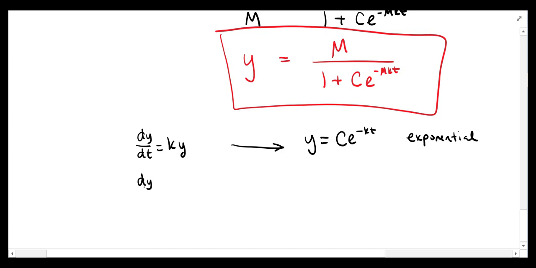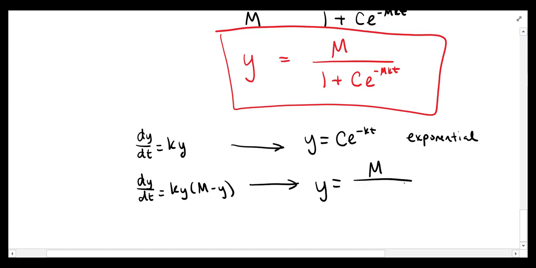Yet, if you're given this equation, dy dt equals ky times m minus y, this is the logistic one, then I'd ask you to memorize this: M all over 1 plus c e to the negative mkt. Okay? And this is the logistic equation, L-O-G-I-S-T-I-C. That is where that formula comes from.